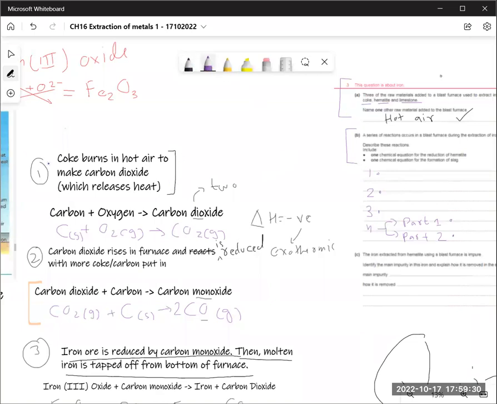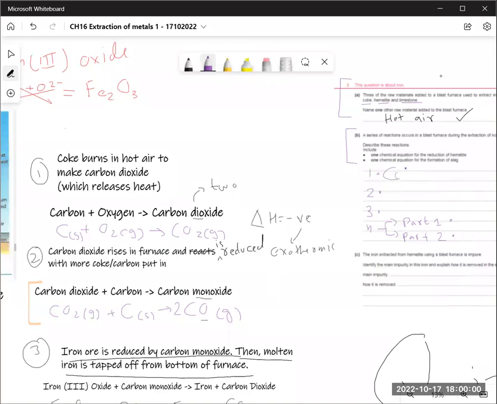So, Diana, what is the first step? Carbon plus oxygen gives carbon dioxide. This arrow means gives. Okay, now we can write that as the equation. But what is the step? Read the step as well. Luna, read the first step. Coke burns in hot air to make carbon dioxide, which releases heat. So we'll write it exactly right here.